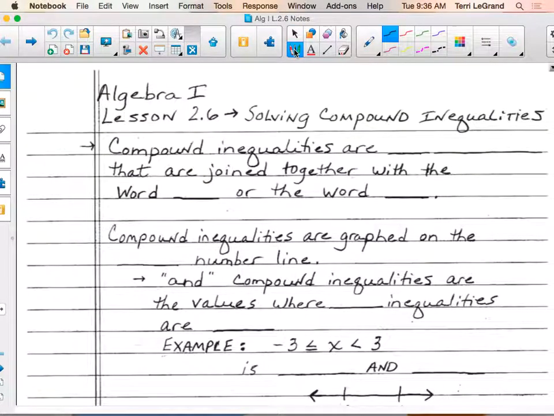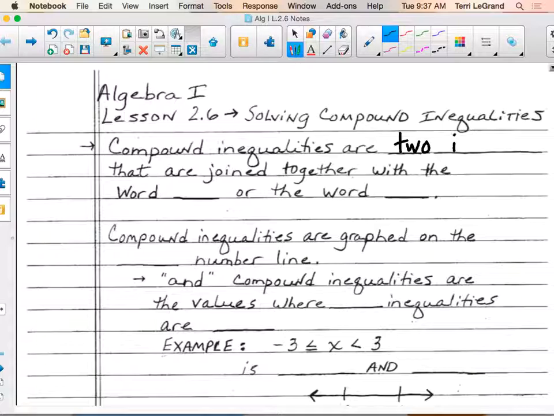Our learning goal today states, I can solve compound inequalities, which you've already worked with in your SB3Rs, and graph their solutions. So compound inequalities are what? Devin? Two simple inequalities that are joined together with the word and or the word or. Okay, so there's two inequalities involved in a compound.